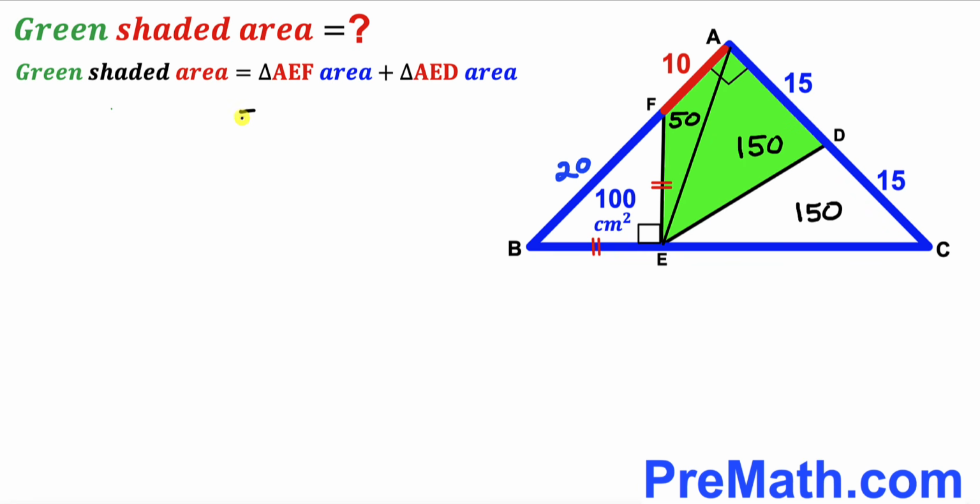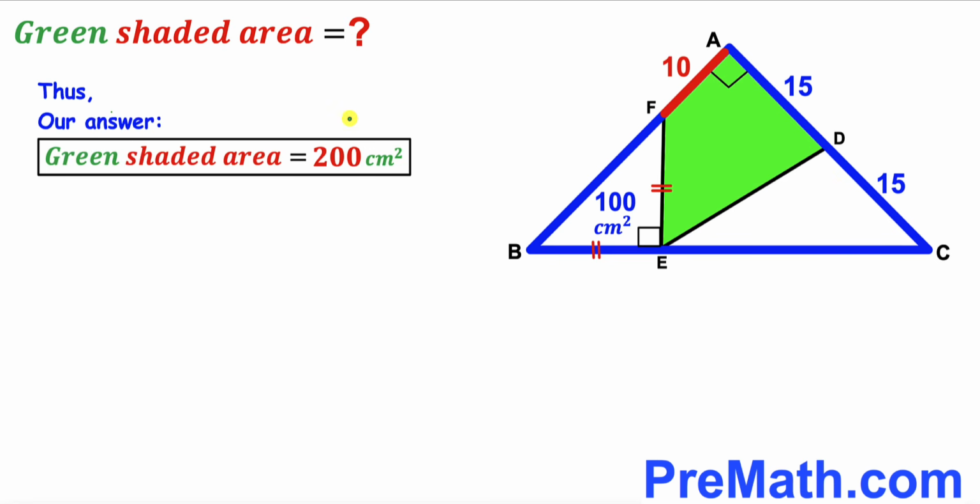So we got triangle AEF area as 50 plus the area of the triangle AED as 150, and if we add them, that is going to give us 200 centimeters square. So after all the calculations and manipulations, the area of this green shaded quadrilateral turns out to be 200 centimeters square. In other words, the area of this green shaded quadrilateral is going to be 200 centimeters square. And that's our final answer.